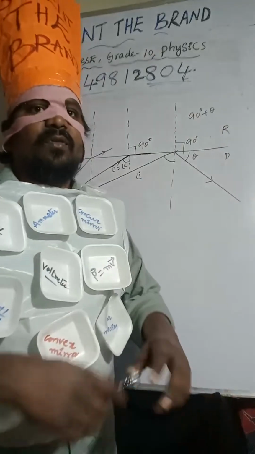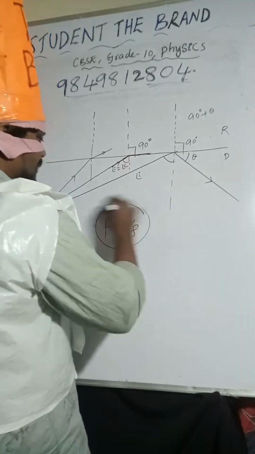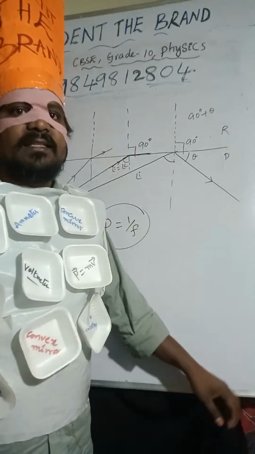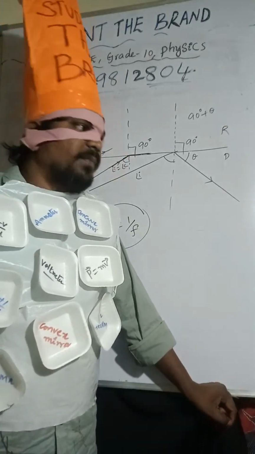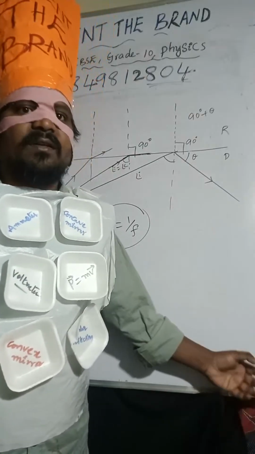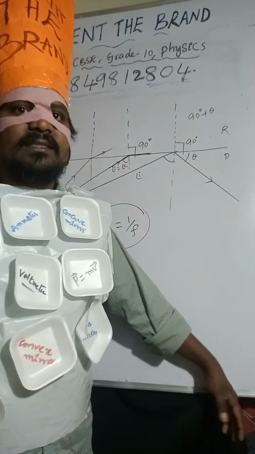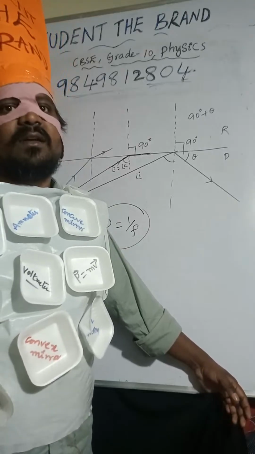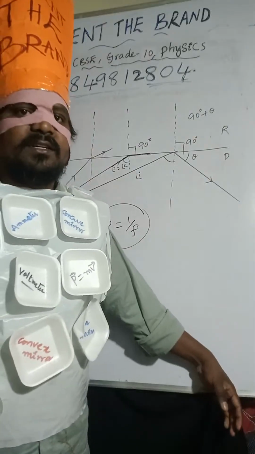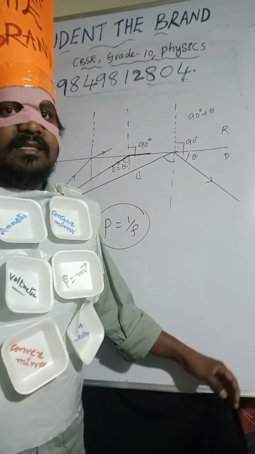The reciprocal of focal length is called power of lens. P equals 1 by F. The degree of converging or diverging of a lens is known as power of lens. Power of lens is positive for convex lens and negative for concave lens. So this is about lenses, light reflection and refraction. Mirrors we already discussed, so now we are discussing lenses.